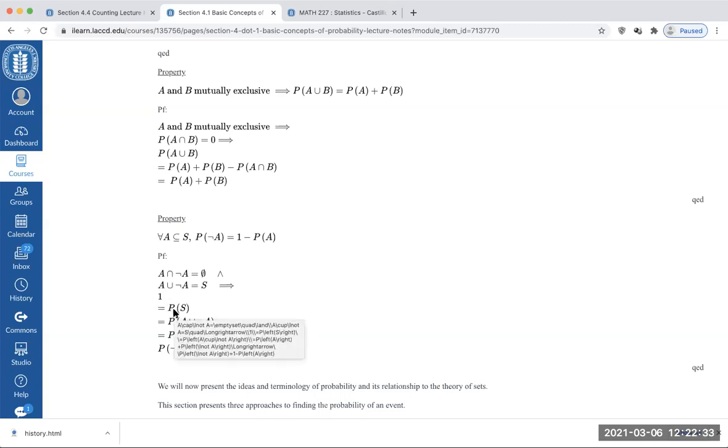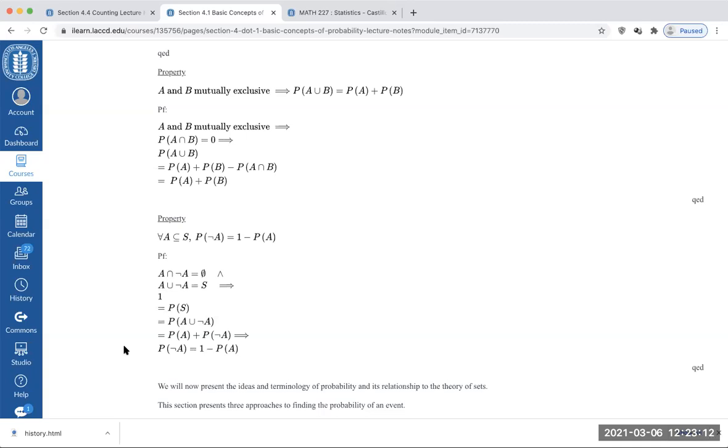So by the very first Kolmogorov axiom, the probability of S is equal to 1. But S is just equal to A union not A. Since this is a disjoint partition of S, by the third Kolmogorov axiom, this is equal to the probability of A plus the probability of not A. Subtract the probability of A from both sides of your equation. So the probability of not A is 1 minus the probability of A.